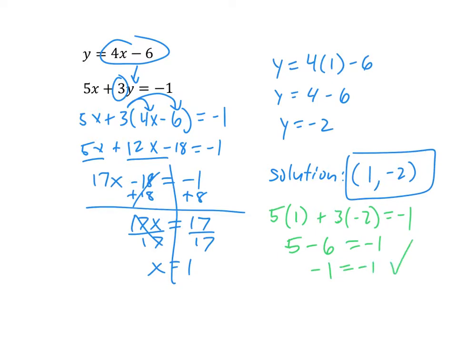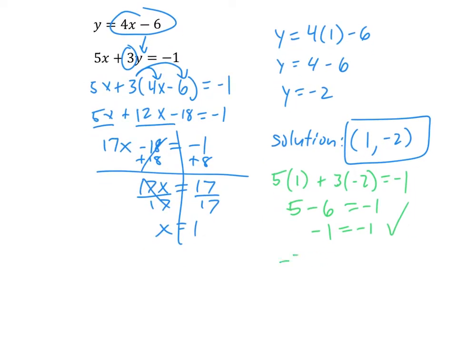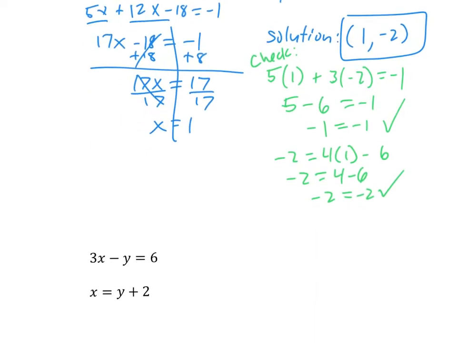and it works there. And we could also do that with our first equation too. So we could do negative 2 equals 4 times 1 minus 6. Negative 2 equals 4 minus 6. So negative 2 equals negative 2, and that works out. This is our check here. And a good mathematician always checks their work to make sure that they are correct and that they didn't make a simple addition or multiplication error or something like that. So that's what we'll do.